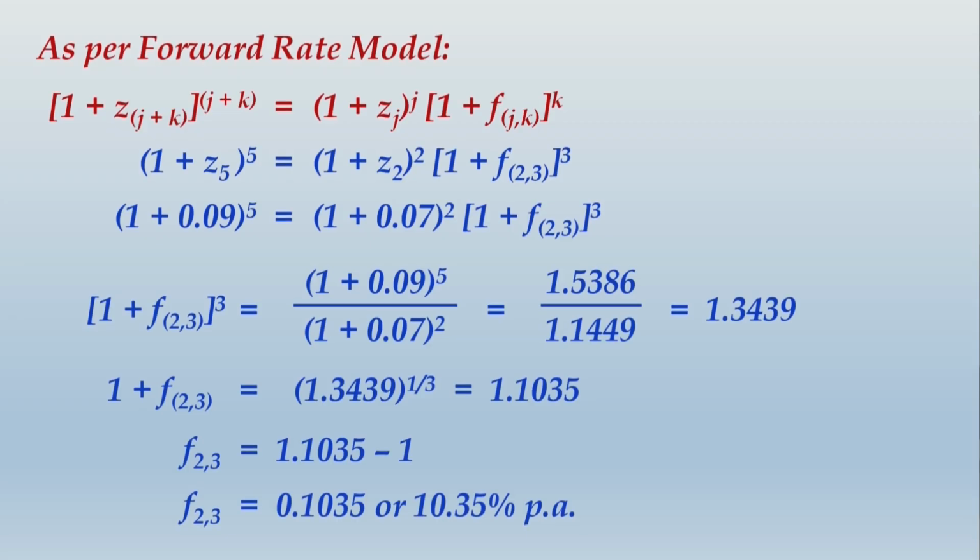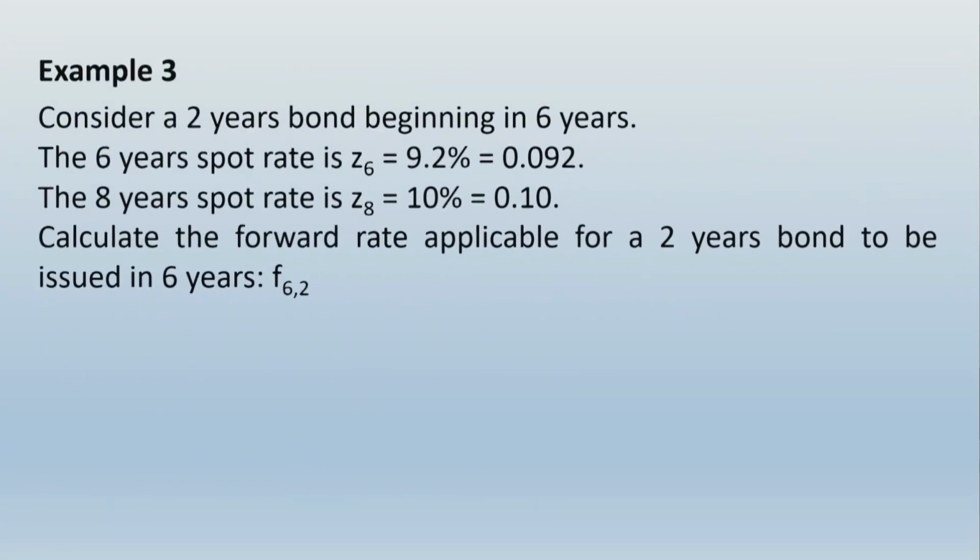Alright friends, I'm sure you have completed this whole thing. Let us move ahead with the next example for your practice. Now here it is a 6-year spot rate, that is Z6, and an 8-year spot rate Z8 given to you, and you have to find F6,2, that is a 2-year bond starting in 6 years. You can call it a 2-year bond or a 2-year loan starting in 6 years. Ultimately what you have to do is find F6,2. I'll give you 2 minutes time and your time starts now.